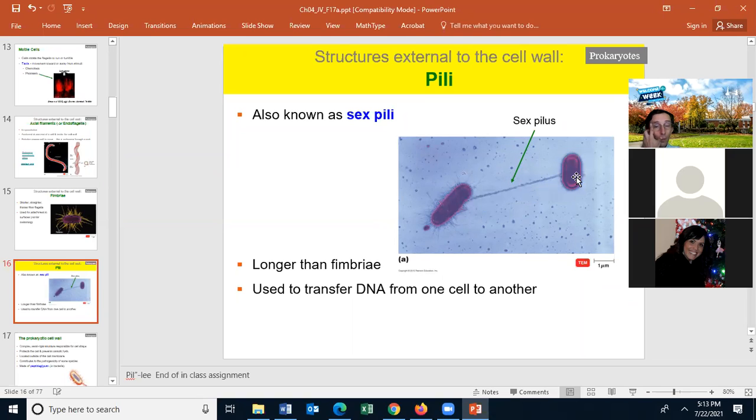Any questions? We'll talk a little bit more about the sex pili later in the term, I think. It looks like I've got a little bit in the end of this class assignment, but it's mostly later in the term when we're talking about genetics.